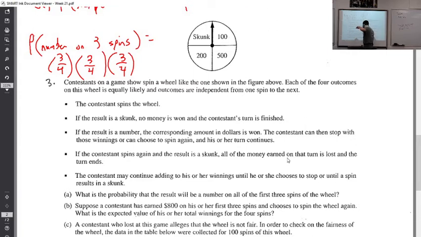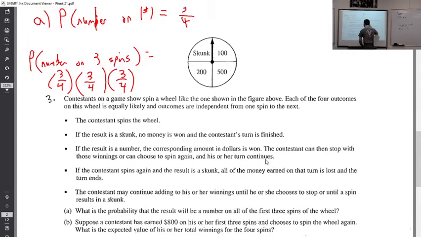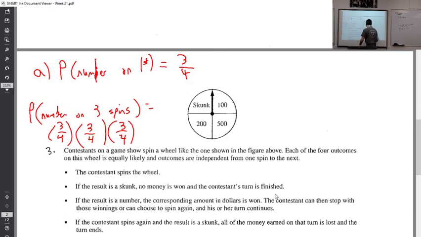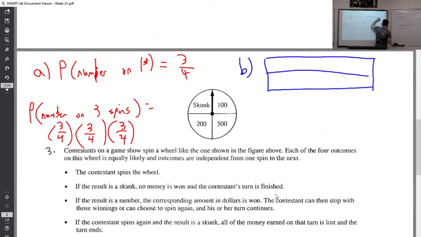I'm going to make a table here. So we won $800 so far. And I'm told that all the outcomes are equally likely, which means they're all 0.25. And what are the 4 different outcomes? Well, I have $800 in the bank so far, and so I could add to that.